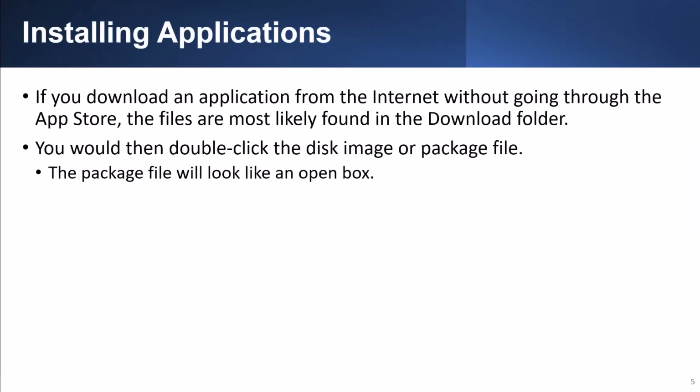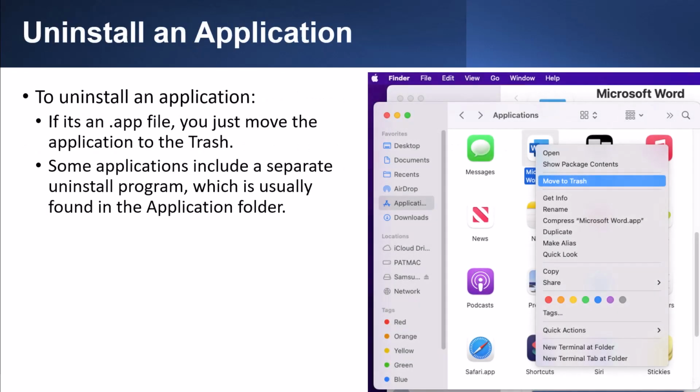If you download an application from the internet without going through the App Store, the files are most likely found in the Downloads folder. You would then double-click the disk image or package file. The package file will look like an open box. To uninstall an application, if it's an app file, you just move the application to the trash. Some applications include a separate uninstall program, which is usually found in the applications folder.